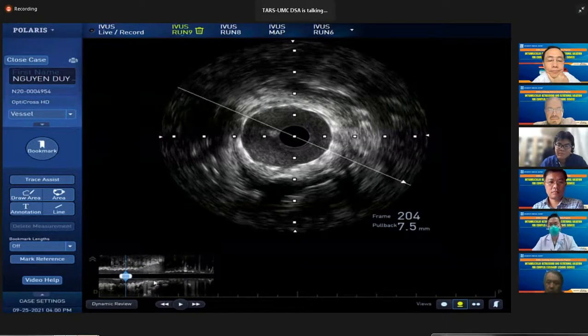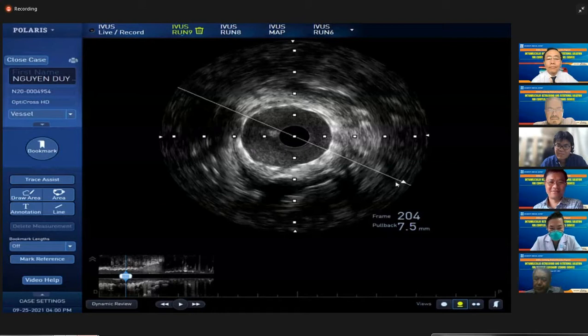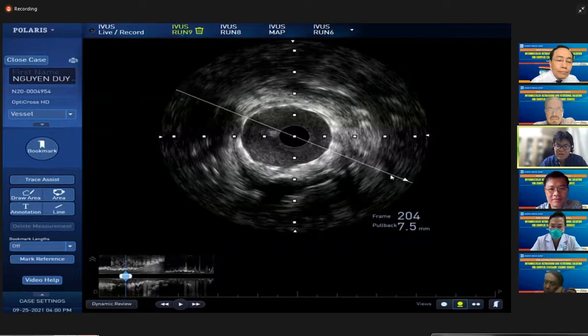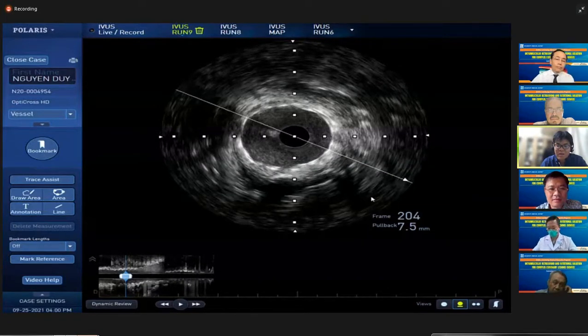Can you see the wire? Okay. Could you show us the IVUS image at the bifurcation region or at the ostium of the circumflex?